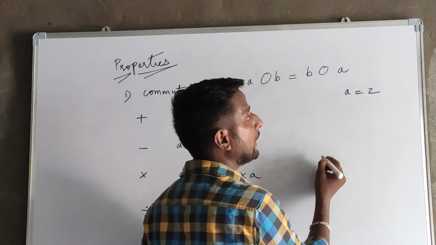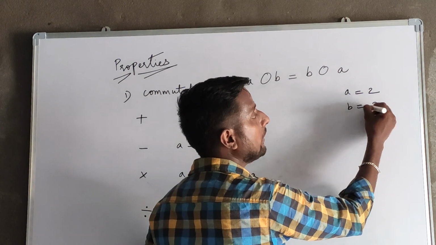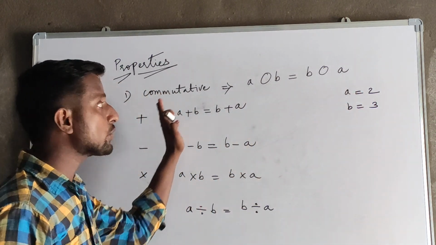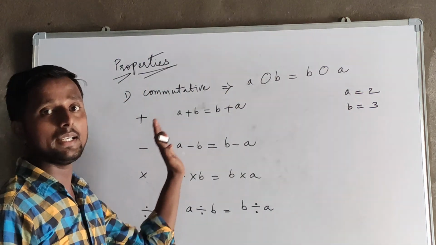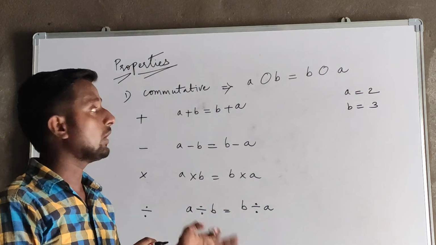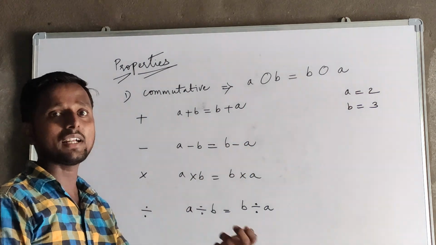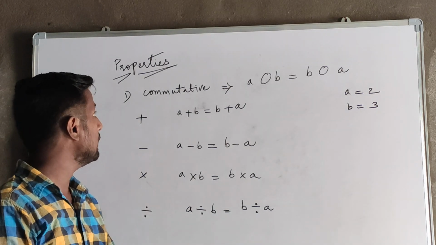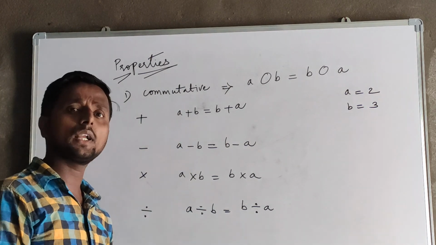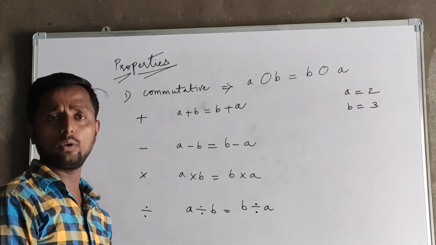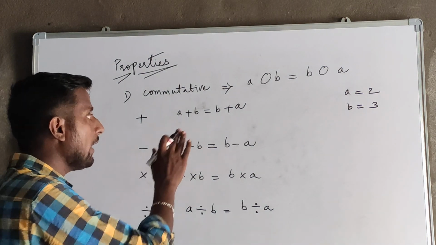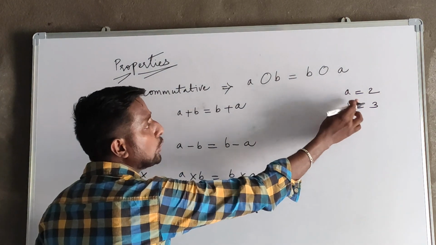Now take any numbers. A is equal to 2, B is equal to 3. Now we should check whether these 4 identities will work out or not. If it happens, we'll say the commutative property is satisfied under addition. Or else we'll say no, it's not satisfied. Okay.